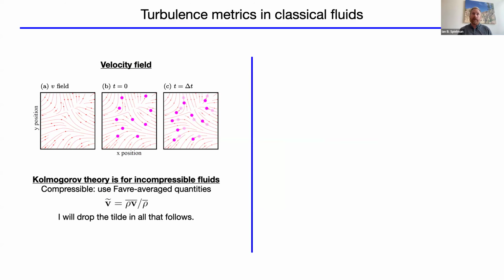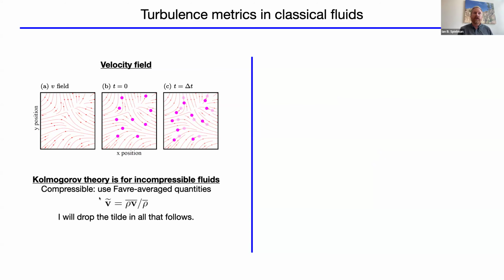With that information, classical fluid dynamicists try to describe turbulence. So the first thing I want to point out is that Kolmogorov theory, as I'll be describing it, is actually valid only for incompressible fluids. So for compressible fluids like ours or water or something like that, Kolmogorov theory is not strictly valid.